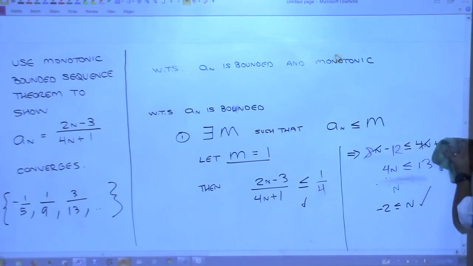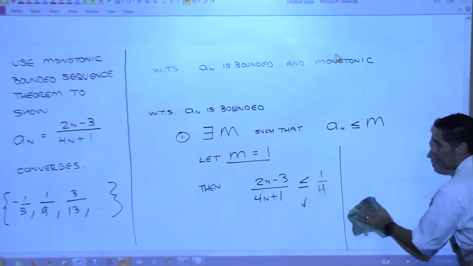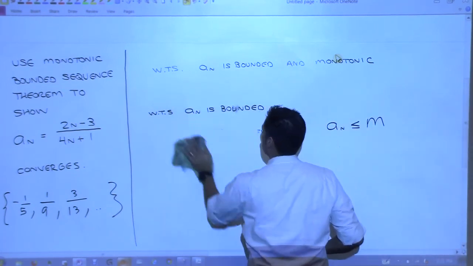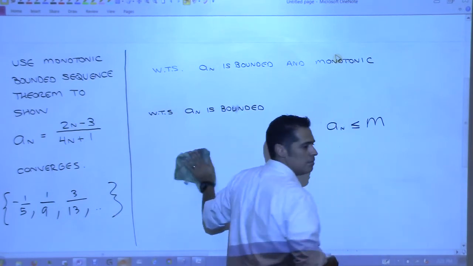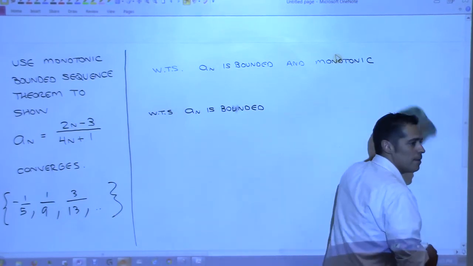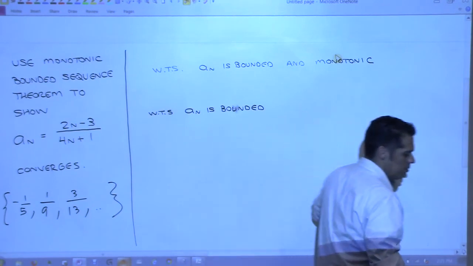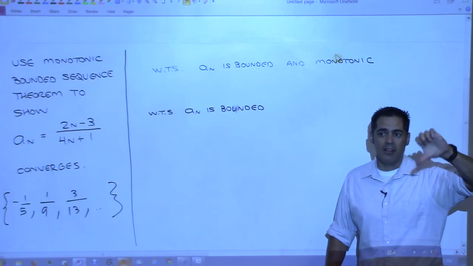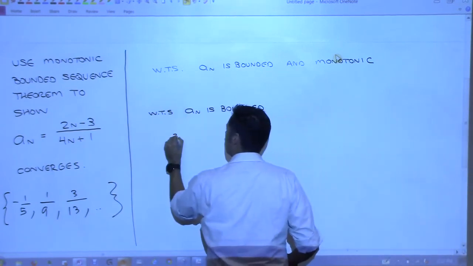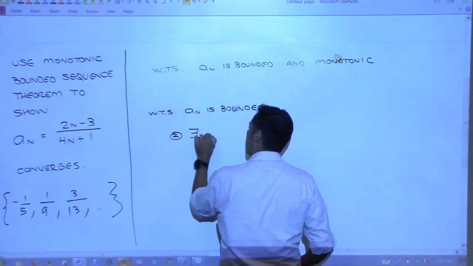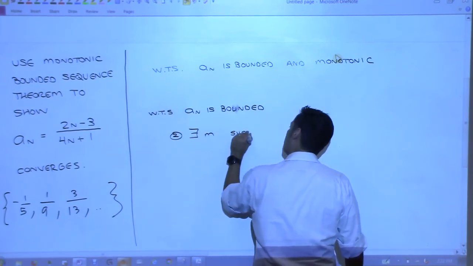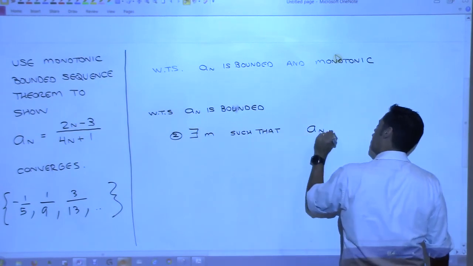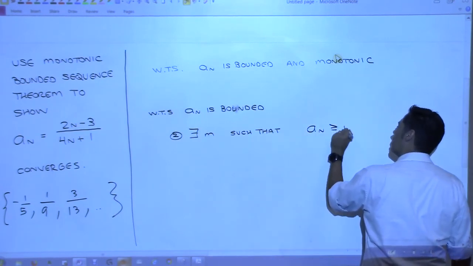Okay? Now, I still need to show it's bounded below, right? That was the first thing I wanted to show. Nope, doesn't matter. Nope, just has to be an upper bound, that's all. Okay, I want to show it's bounded. So first of all, I wanted to show that it was bounded above. We got that? Now I got to show it's bounded below. So step 2, I want to show that there exists a little m such that a sub n is always bigger than or equal to little m, right?